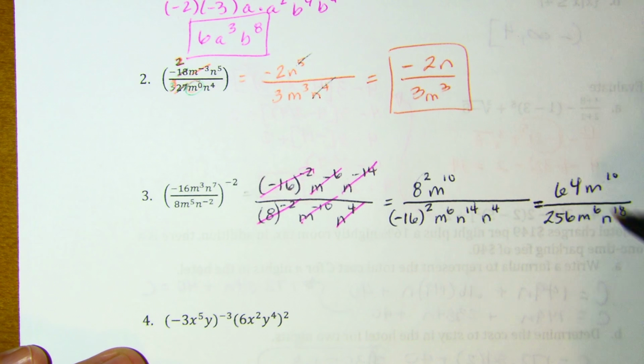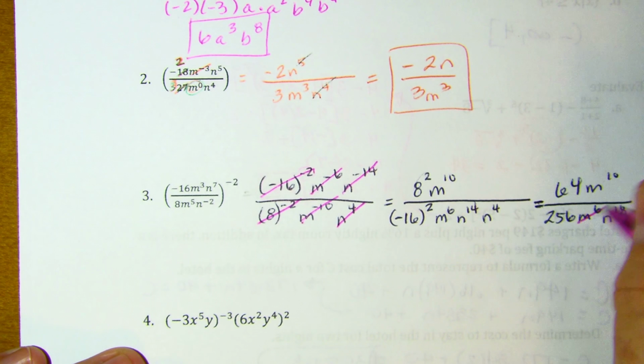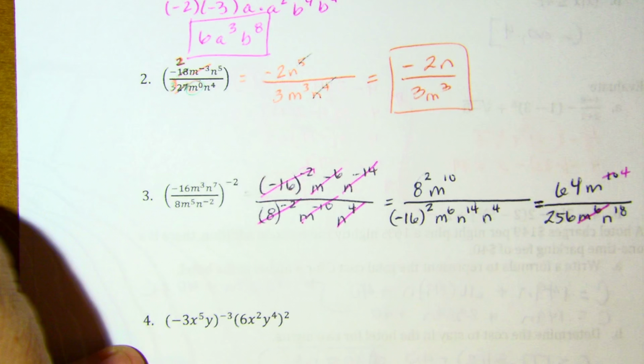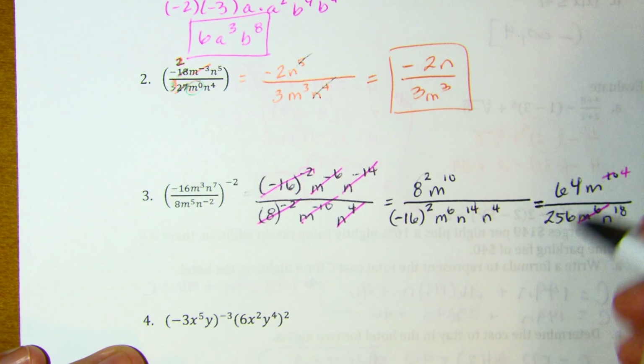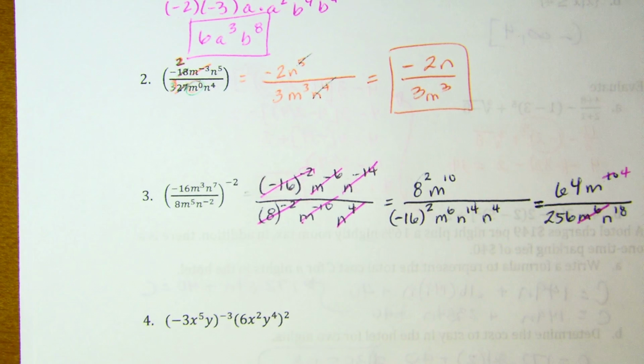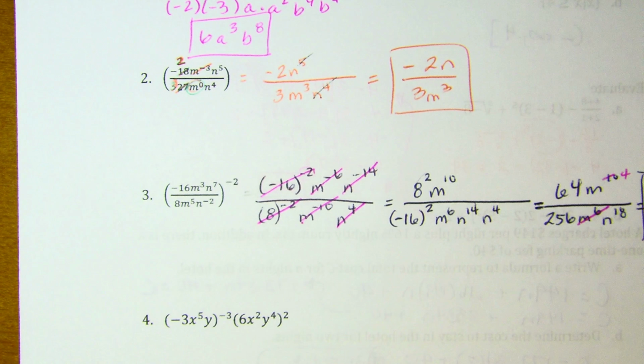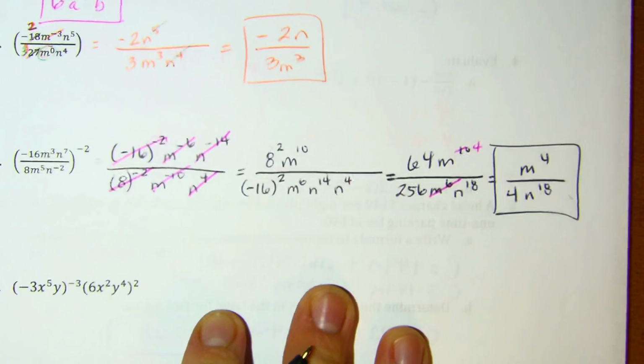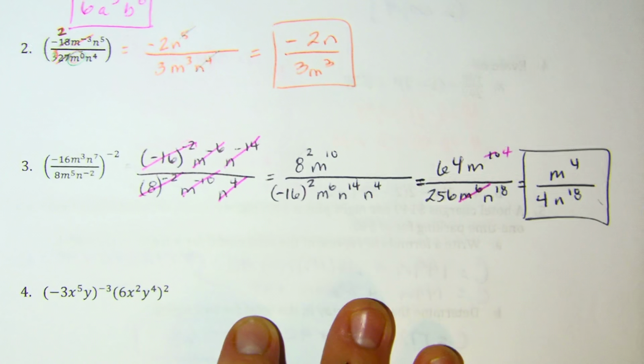And these cancel out. So I have 6 m's on bottom and 10 on top. So there's 4 left on top. And I can actually reduce these. 64 and 256 leaves me a 4 on the bottom. And I have m to the 4th over 4n to the 18. Oop, there we go, move that over. All right, next one.